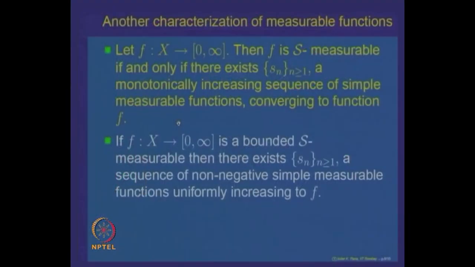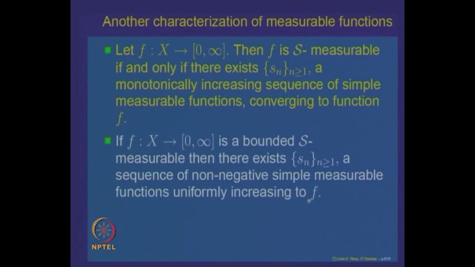So, this immediately gives us a corollary for functions which are not non-negative, but before that let me just observe that in the proof, if the function f is bounded, then the sequence S n can be chosen to be uniformly increasing to f. Not only does it converge pointwise to f, you can actually claim that it converges to f uniformly.